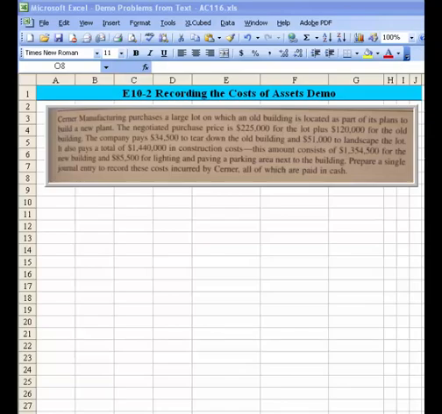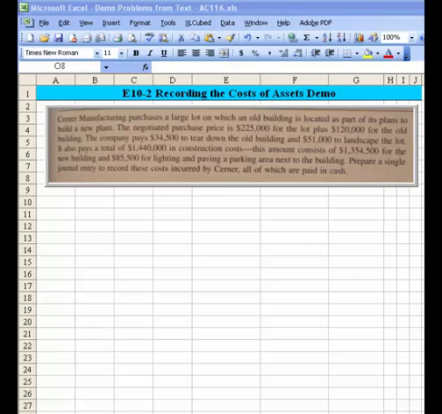Hi everyone, let's take a look at exercise 10-2, which deals with recording the costs of assets. The problem appears in the brown block in front of you. Cerner Manufacturing purchases a large lot on which an old building is located as part of its plans to build a new plant. The negotiated purchase price is $225,000 for the lot plus $120,000 for the old building.